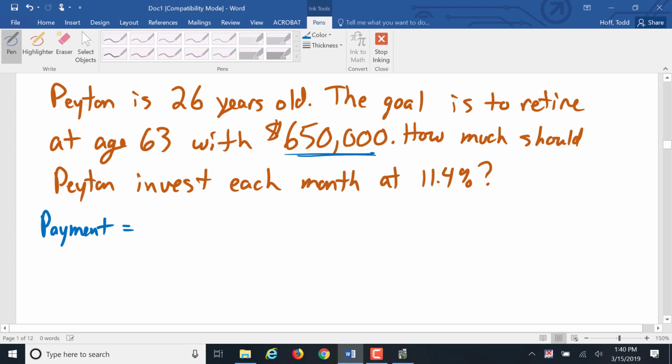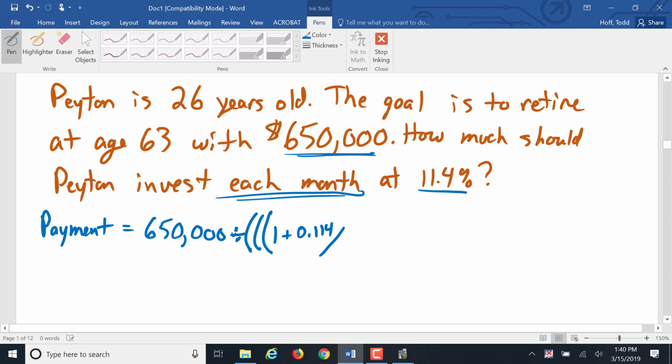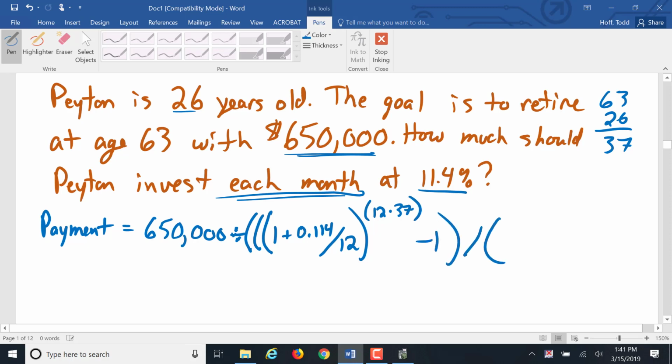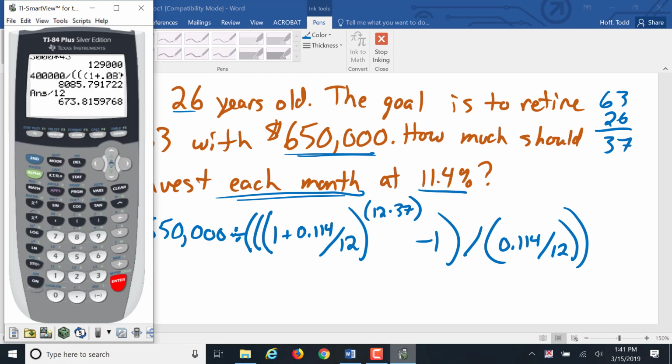That's equal to our future value, which is $650,000, and we're dividing by 1, 2, 3 open parentheses, 1 plus 11.4 is our percent, so our rate is 0.114. Payment each month, so n is 12, divided by 12, to the power of 12 times, we need to go back, 63 minus 26. If I subtract there, that is 37 years. So 12 times 37, minus 1, close parentheses, divided by, open up parentheses, 0.114 divided by 12, close and close. So let's punch this in.